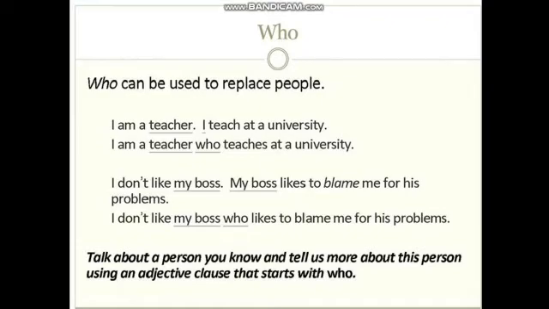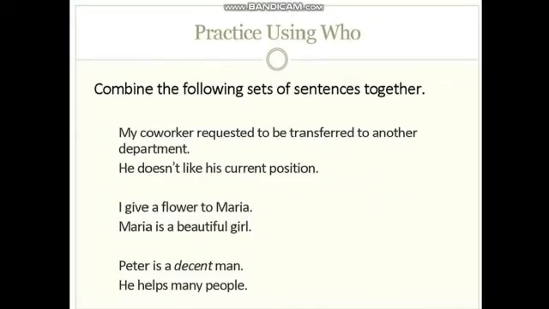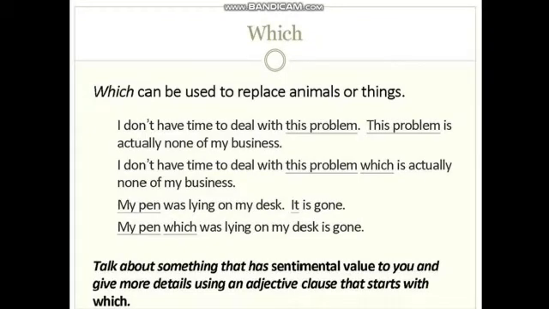Can you talk about a person you know and tell us more about this person using an adjective clause that starts with who? Here we have some sentences you need to practice using who. Now comes which. Which can be used to replace animals or things. Let's look at the first example.